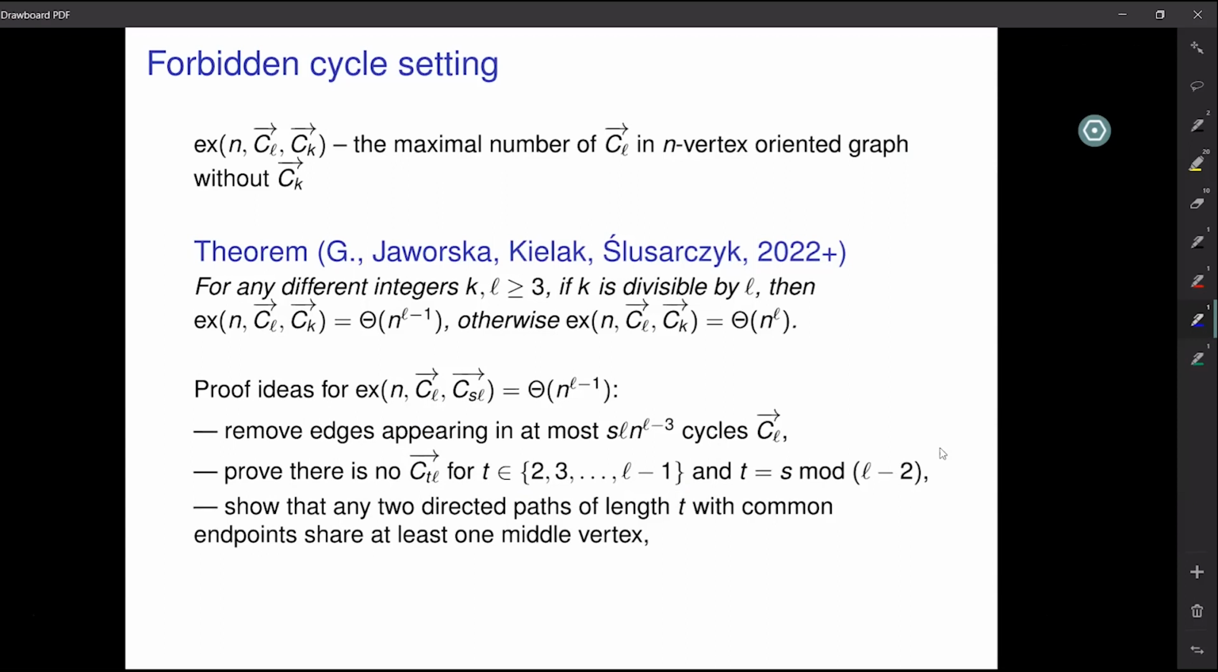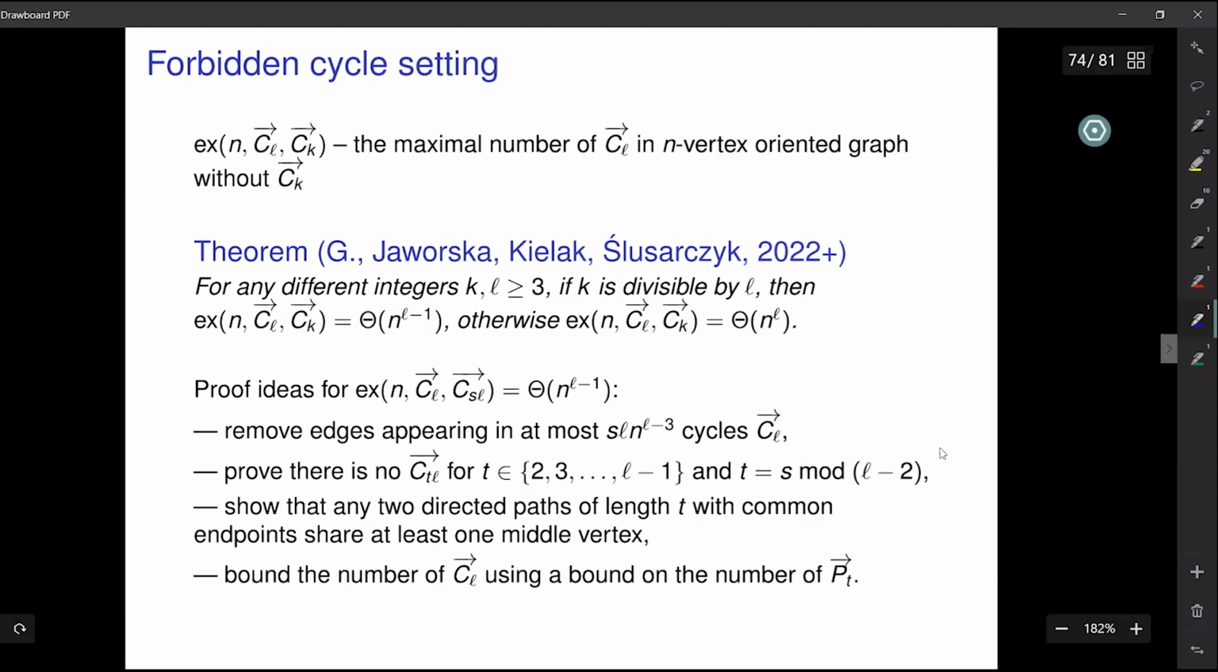So any two such paths need to share at least one middle vertex. And this gives this reduction of order of magnitude by 1 that we want to prove. And you cannot have such paths. And with this, you can just bound the number of those cycles that we are maximizing, C_L, using the bound on the number of paths of length T. Yeah, so this is not hard to be proven. It's just building those forbidden cycles from pieces that we are forbidding.